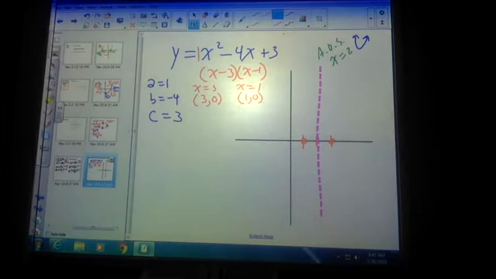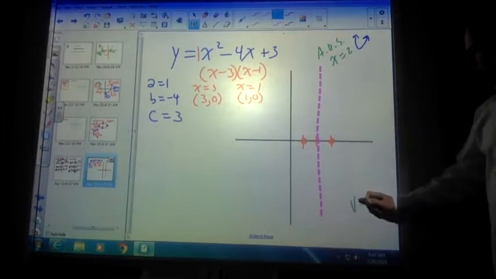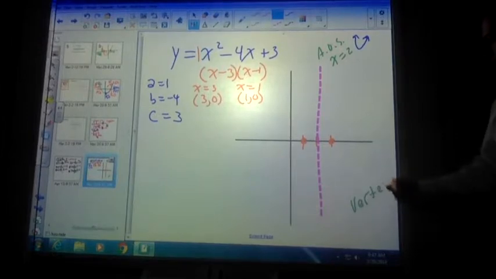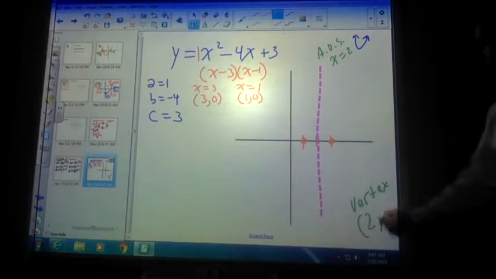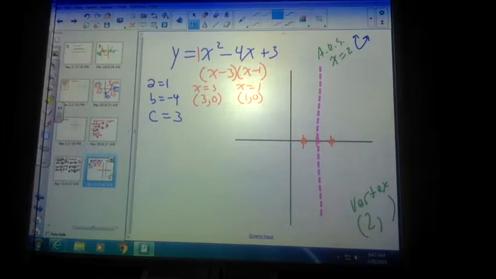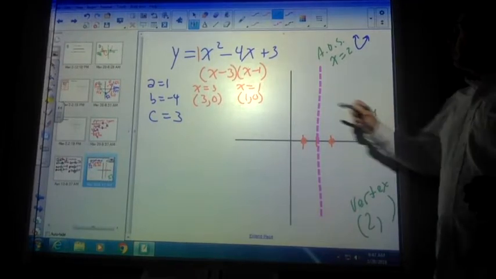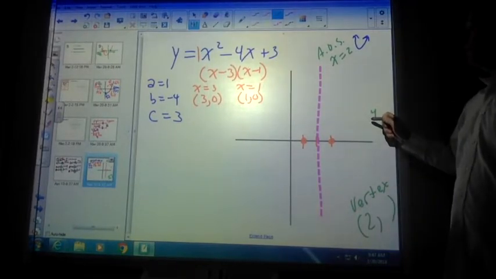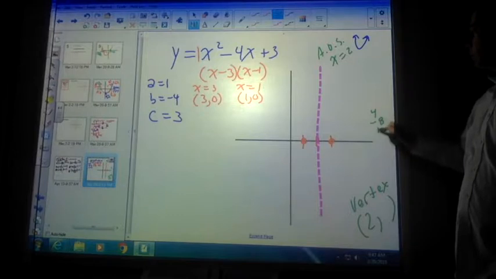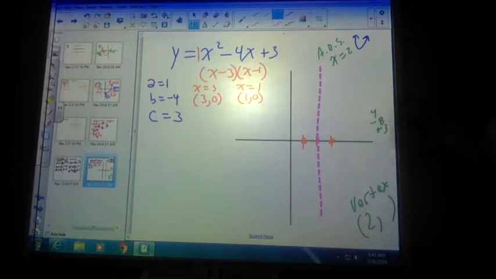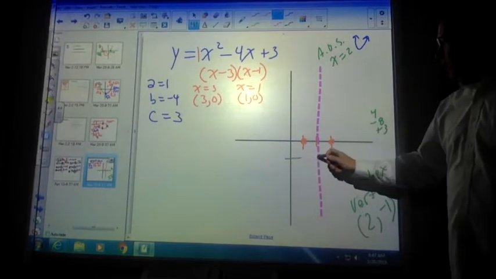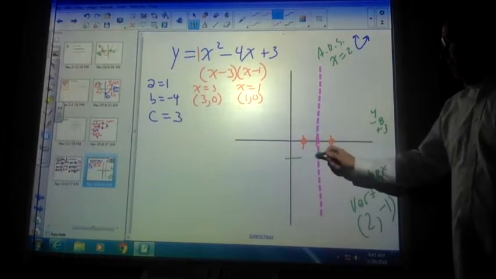The vertex. The vertex is definitely going to happen in between those 2. So my vertex is going to happen at 2, something, so you plug in 2 for x. I plug 2 in, so I get 2 squared, that's 4. Negative 4 times 2 is negative 8, plus 3. So if I add that together, I get negative 1. So at 2, negative 1, I have my vertex.